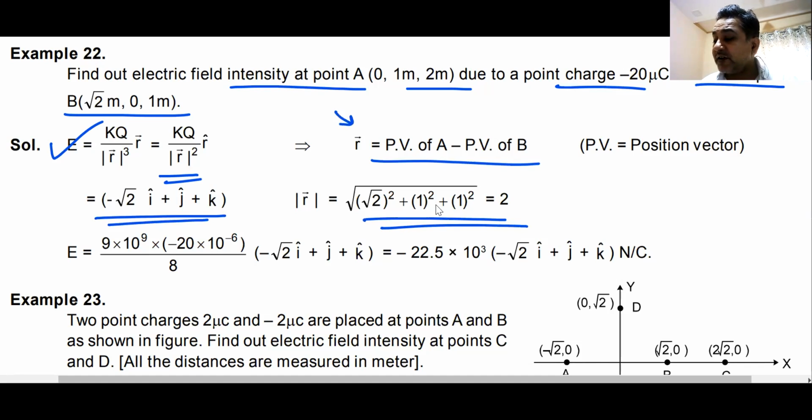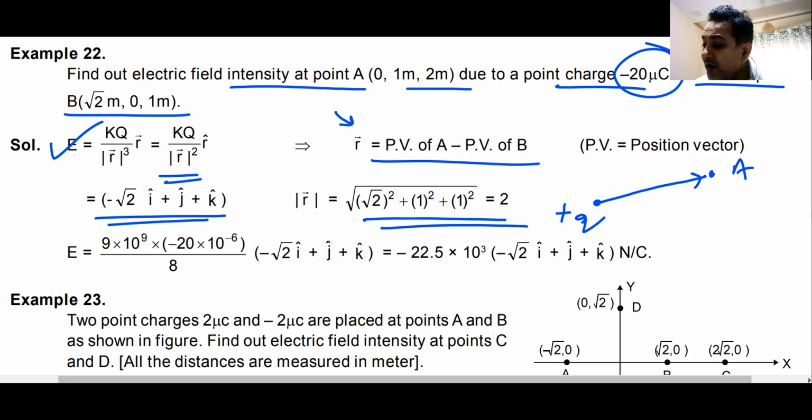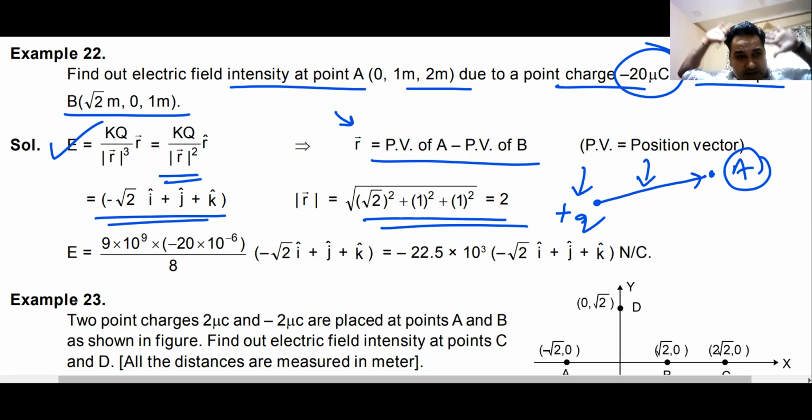So they found out the r vector, the position vector of point A with respect to the point B. With respect to point B means the point where you have put this charge. If this charge is here, plus Q, and you have to find the field at this point A, you have to find out the value of this vector. This is the position vector of A with respect to the point charge. Do we understand this? Can I have a raised hand that we understand this, sir? This is how you can find out the electric field due to different charges which are placed in space. Yes or no? We understand this?